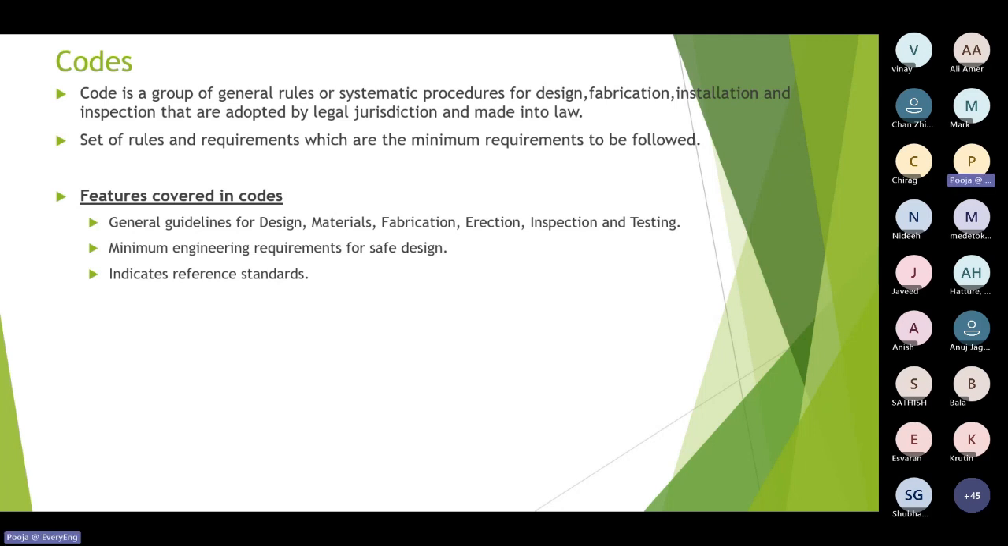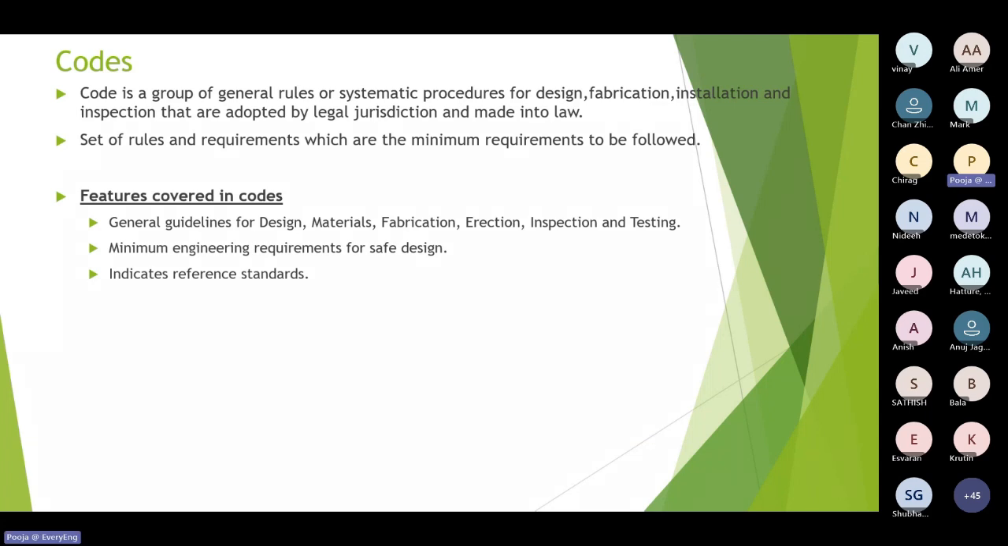So there should be some guidelines, right? Everyone cannot follow their own guidelines. That is why we have some global guidelines, and some global institutions have created codes and standards. Certain rules are mentioned in those documents. In engineering we follow these documents so that we are all following some quality standards.